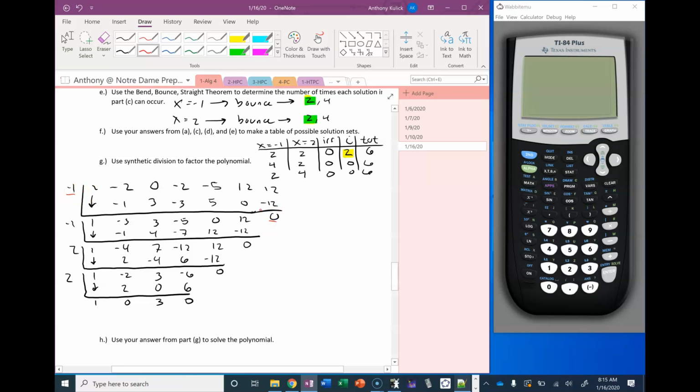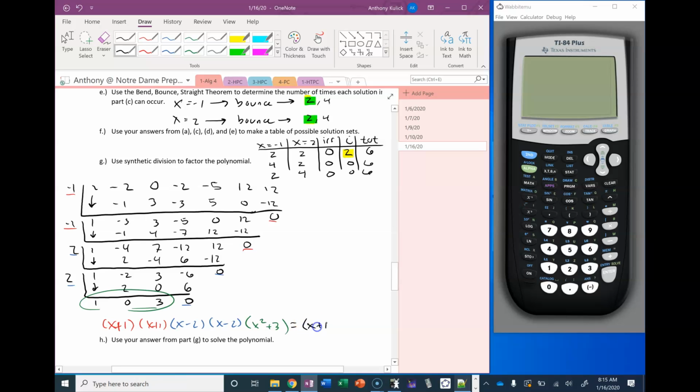So negative 1 gives me a remainder 0. So I have x plus 1. And it happens a second time, so I'll write down another one of those. Positive 2 gives me a remainder 0, so I'll write down x minus 2. And that happened twice. And then this stuff is x squared plus 3. Can I factor x squared plus 3? No. So we're done factoring.